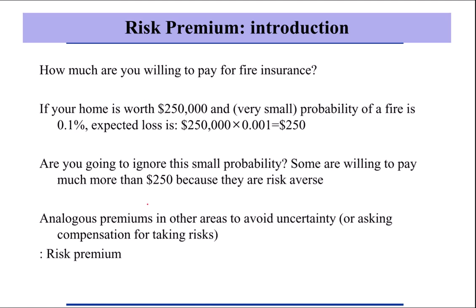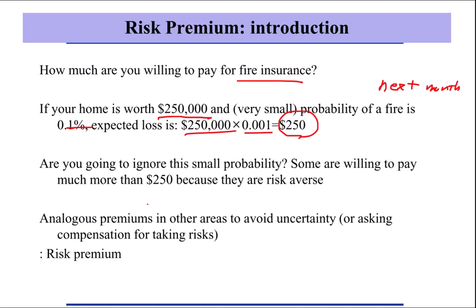So what is the risk premium? Let's use an example. How much are you willing to pay for fire insurance? Let's say your home is worth $250,000 and you see a very small probability of a fire in your home for the next month, 0.1%. So the expected loss for the next month is $250,000 times 0.001, so $250.